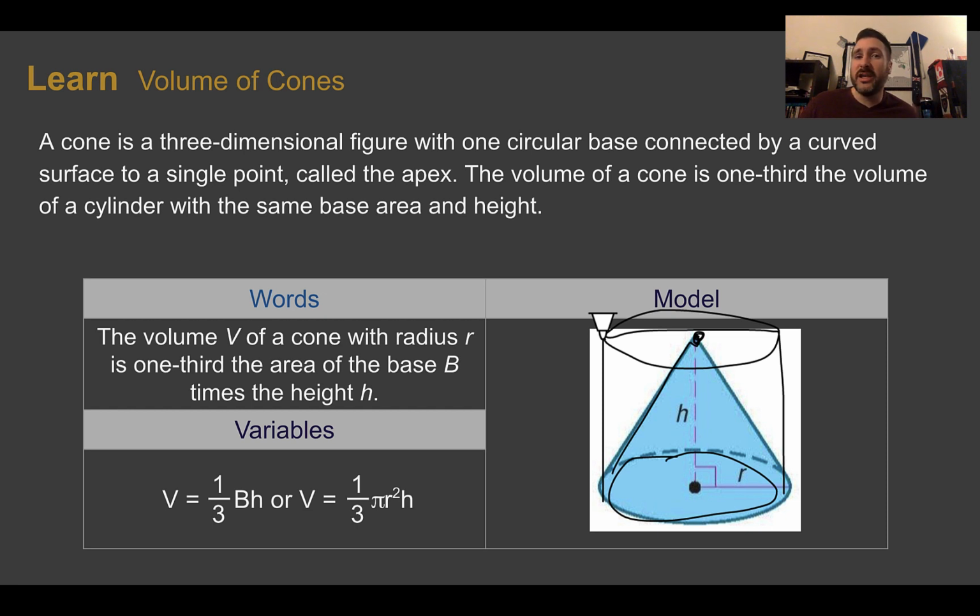So if you can remember the volume of a cylinder, then a cone is just that divided by 3. So in this situation, we are going to use our formula. Our volume is equal to 1/3 pi r squared h, where pi r squared h was the cylinder formula.